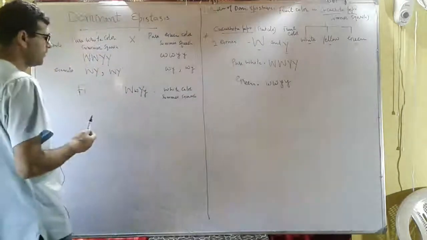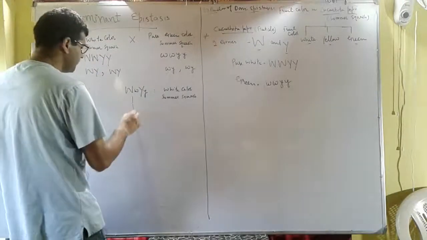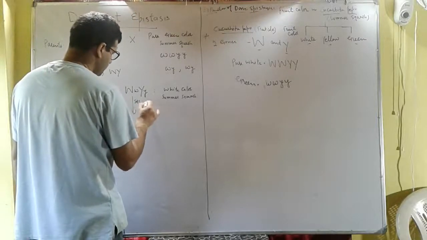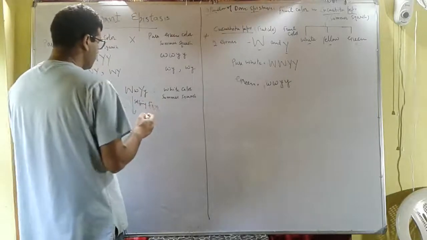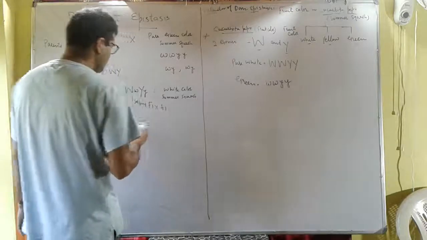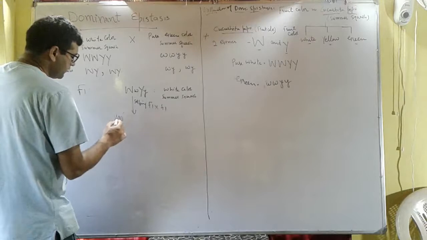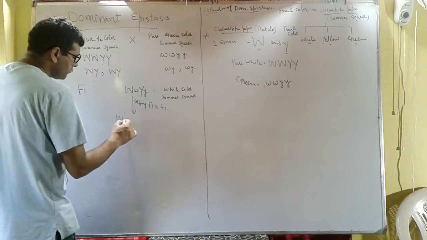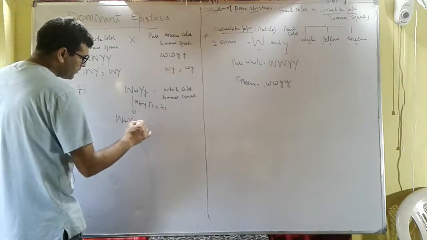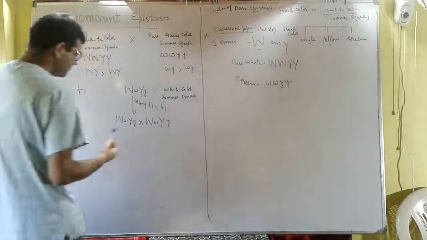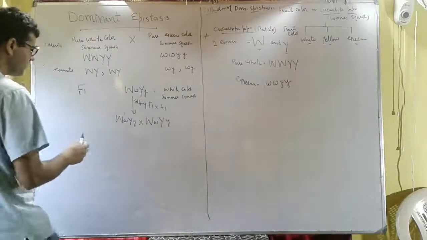And then we'll make selfing of F1. F1 individuals are crossed with each other. So we have capital W, small w, capital Y, small y, crossed with capital W, small w, capital Y, small y. And we will get the F2 generation.